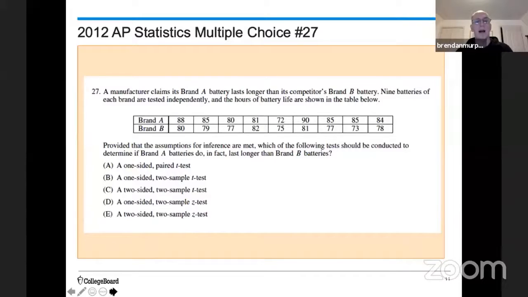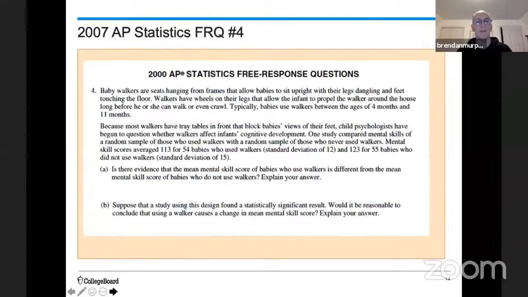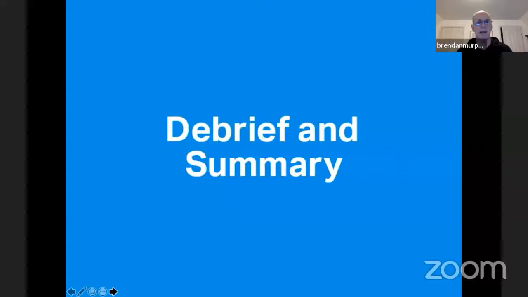Okay, so we did that problem. This was another matched pairs that I unfortunately just didn't have enough time to get to. But if you want to take a look at another matched pairs, it's 2000 free response number 4. That's the problem that we just did.